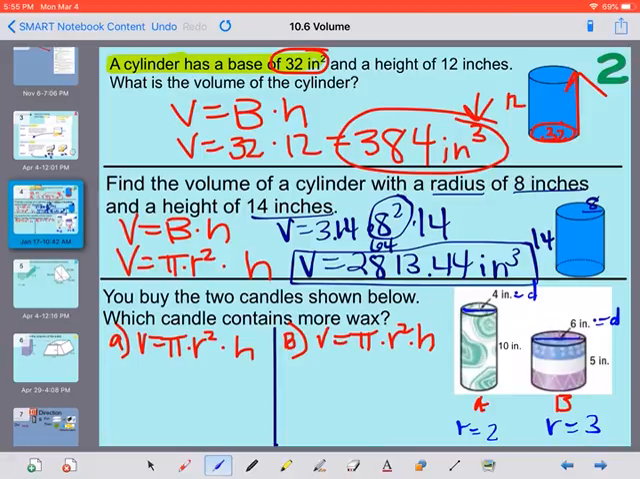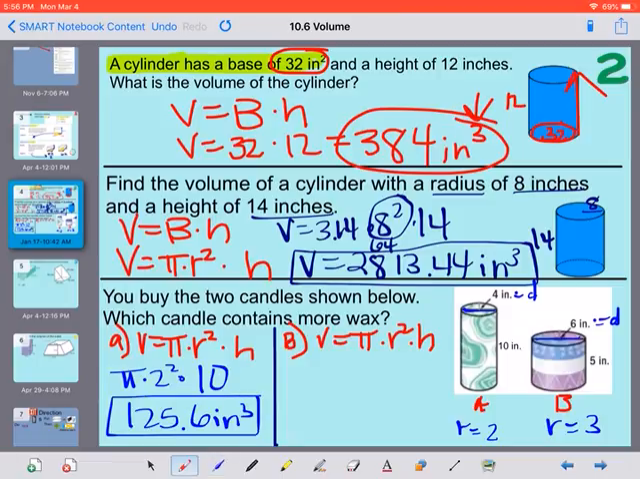So on cylinder A, we have pi times 2 to the power of 2, 2 squared, times our height, which is 10. So I'm going to plug that in my calculator. 3.14 times 2 to the power of 2, which is really just 4, times our height. Oops, I put h again. I meant to put 10. Gives us 125.6 inches cubed.